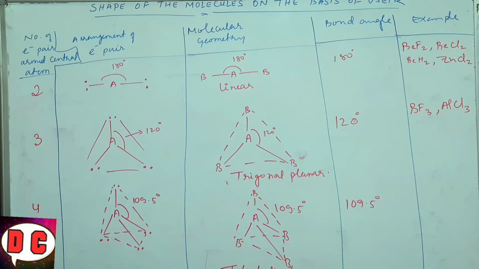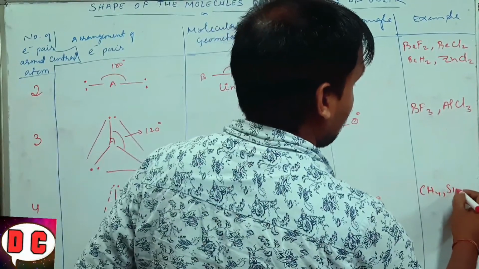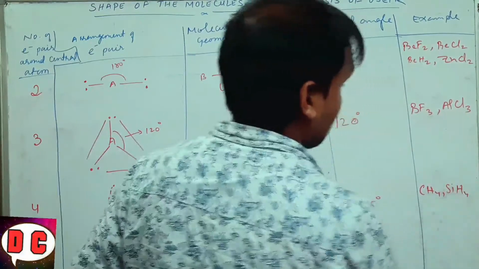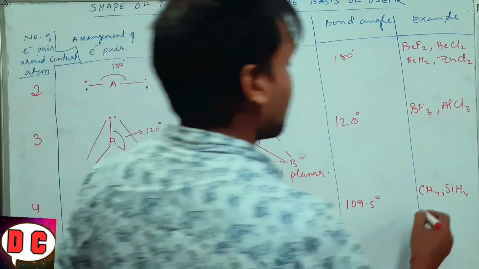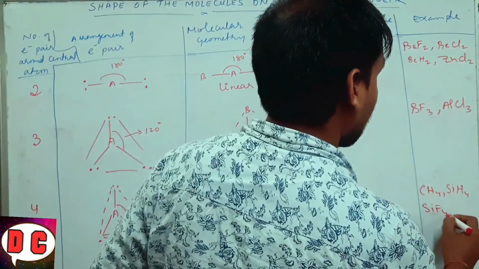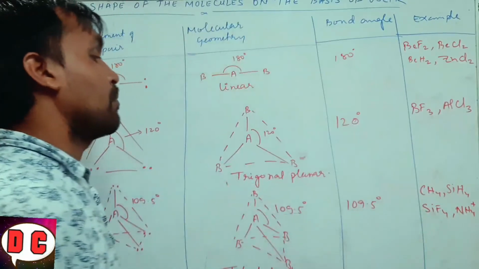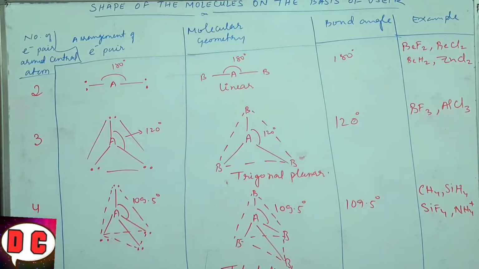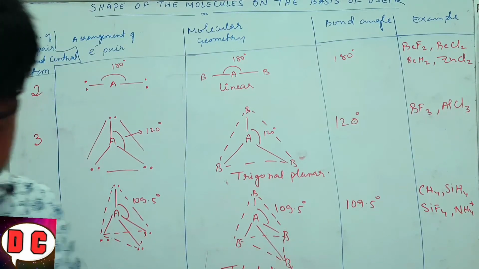Examples for this are CH4, SiH4, SiF4, and NH4 positive. So all these compounds will have tetrahedral geometry. Okay, dear students, I hope you are understanding. Now 4 we have done, 5, 6, 7 are there.